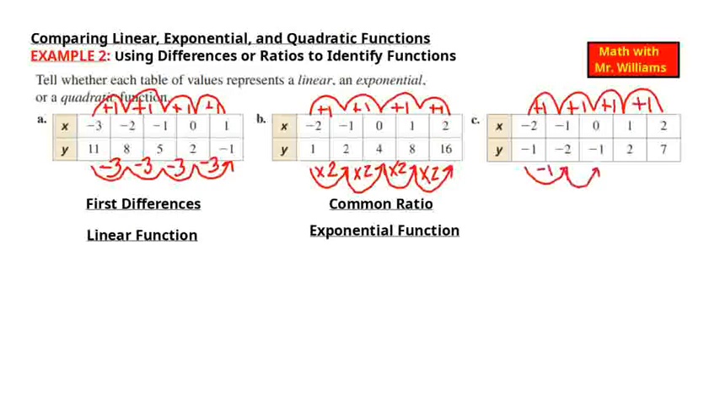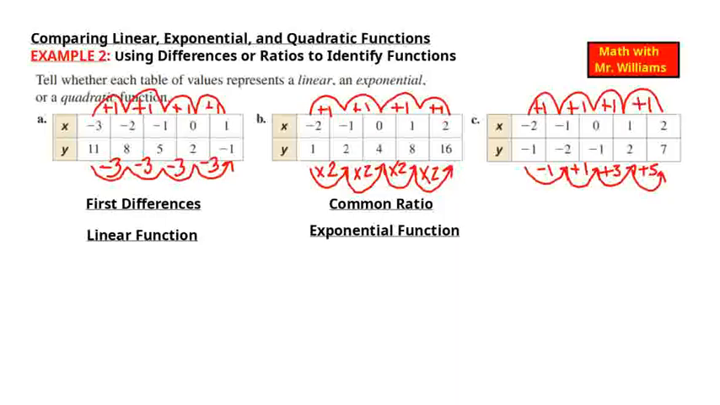How do we get from negative 2 back to negative 1? We're going to add 1. From negative 1 up to a positive 2, we're going to add 3. Then from 2 up to 7, we're going to add 5. All right, doesn't look like we have a first difference. Let's try the second difference.